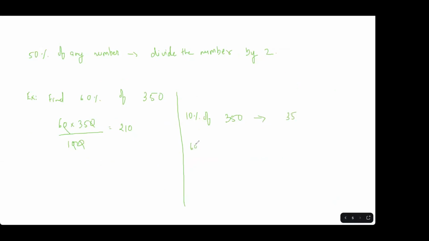Now what you have to find out is 60%, correct? So 60% is what? 10% multiplied by 6. Whatever value of 10% comes, you multiply it by 6. So 35 into 6, 210. This is easier, correct? Because 60 is a multiple of 10. So for any multiples of 10, like 10, 20, 30, 40, you can use this method. Is this clear? Yes, sir. This is the same, but you can do it quickly because you are doing it in your mind. Okay.